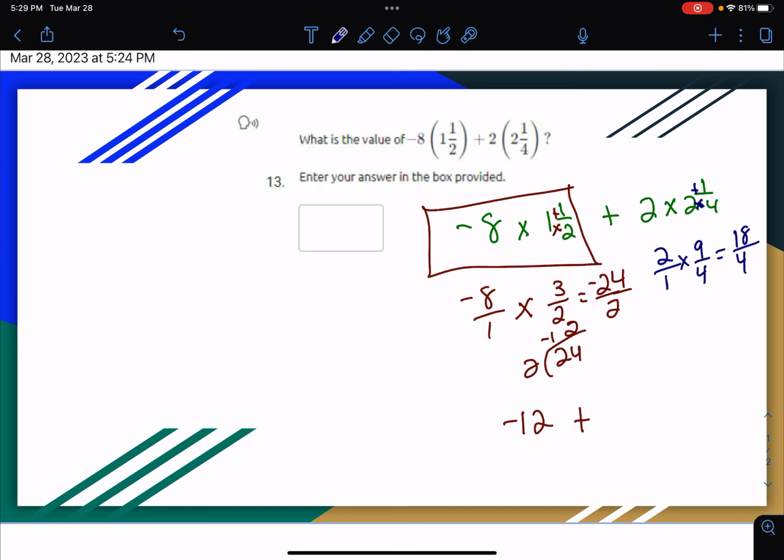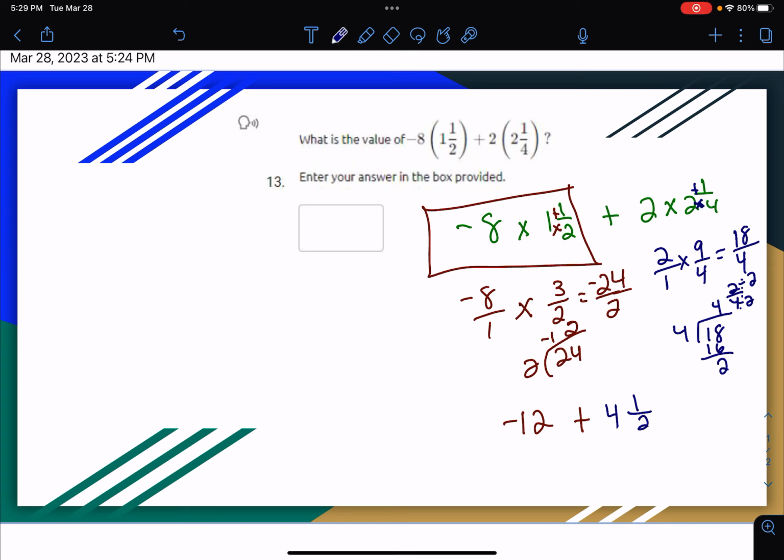Okay. So now you have 18 divided by 4. So how many times can 4 go into 18? It's 4 times 4, 16. Bring that up. That's your new numerator, and your denominator stays the same. So you have 4 and 2/4. But can I simplify this 2/4? Yes, by 2. So 2 divided by 2 is 1. 4 divided by 2 is 2.